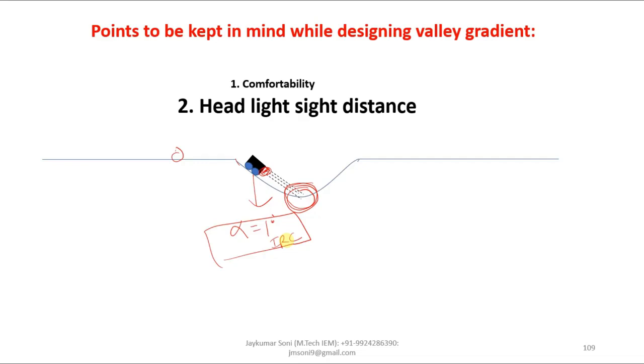So this can be divided into two categories, where L is greater than the stopping sight distance and L is less than the stopping sight distance. Now we need to calculate the length of valley curve. So the length of valley curve will be from this point to this point. No, it is not this point. So this is the total L.